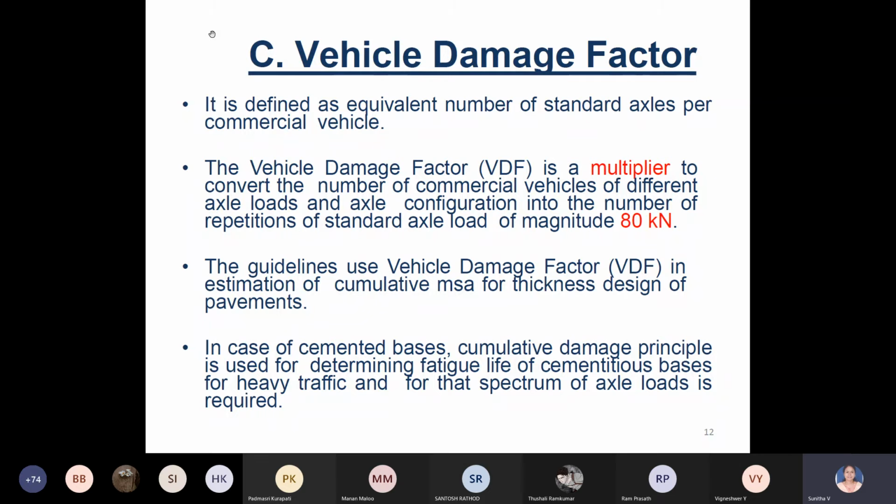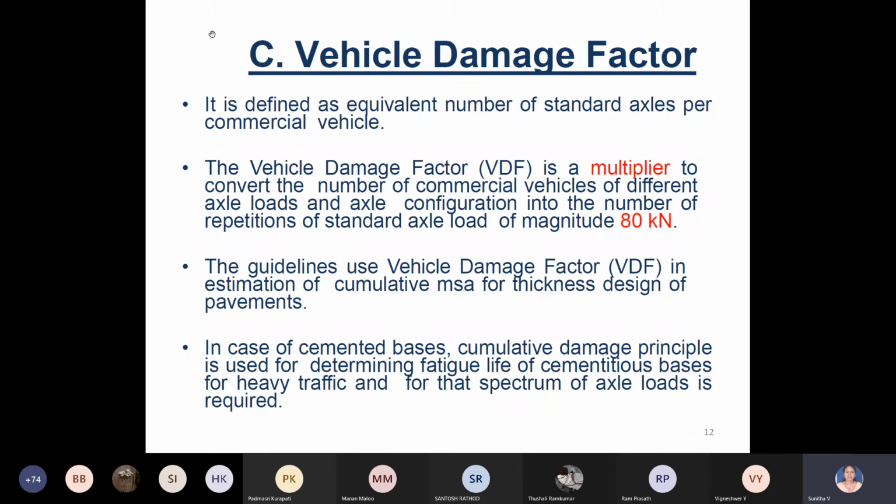It should be done so that it can be equivalent to that. So it's a multiplier to convert the number of commercial vehicles of any axle, different axle load and any axle configuration to the repetition of the magnitude 80 kilonewton. And the VDF in the estimation of some guidelines are given.